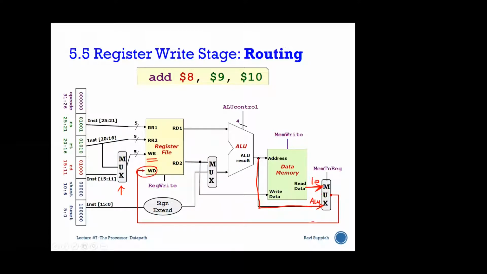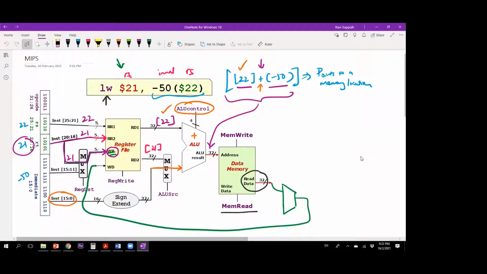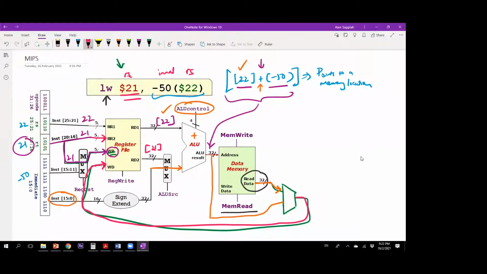Okay, so that is actually what I drew over here. There's another line over here which is from the ALU, but for the load word instruction, we are not interested in that. What we are interested in is the data coming out of the memory to be channeled back to the processor. And how is it channeled back? It is connected to the write data pins of your register file. And your instruction already specifies the write register as 21. So that is this.